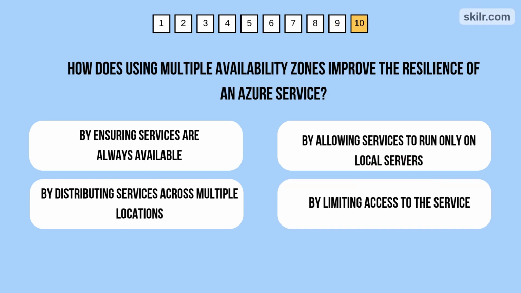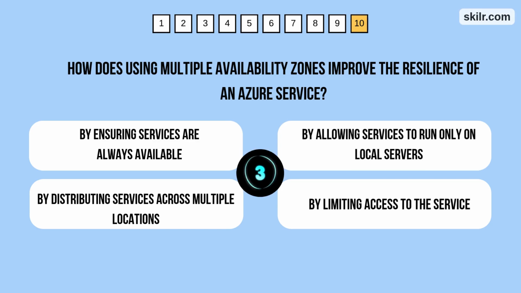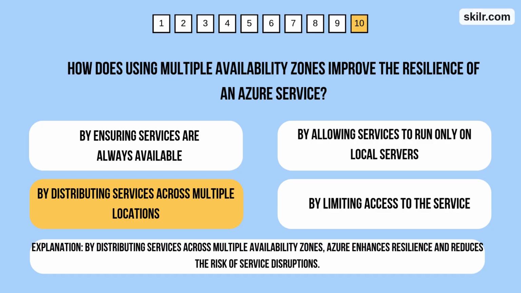Question 10. How does using multiple availability zones improve the resilience of an Azure service? The answer is by distributing services across multiple locations, as by distributing services across multiple availability zones, Azure enhances resilience and reduces the risk of service disruptions.